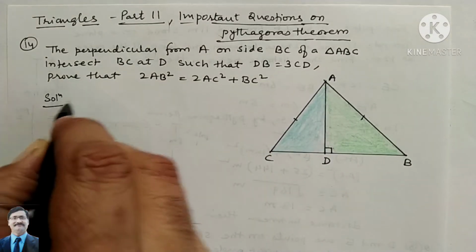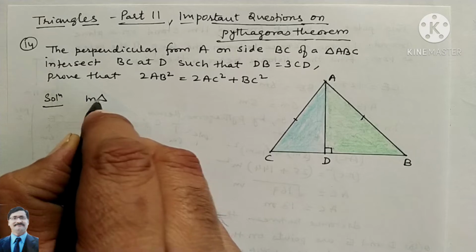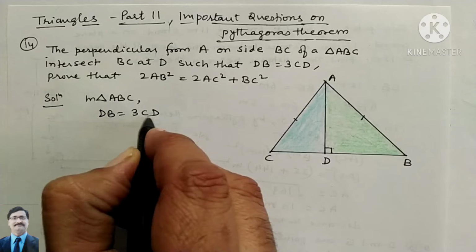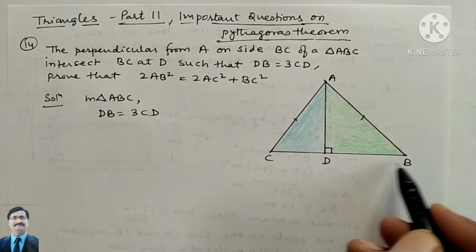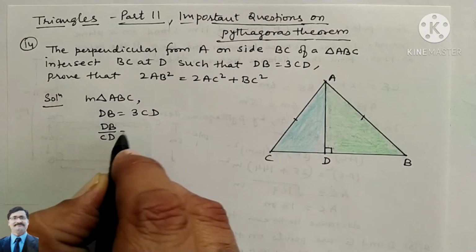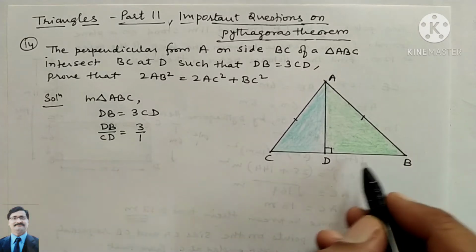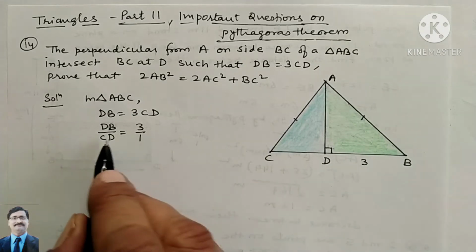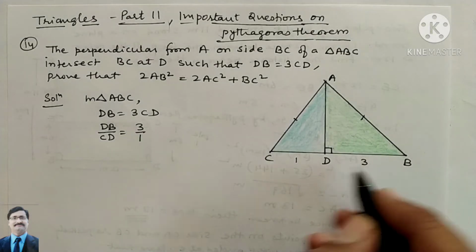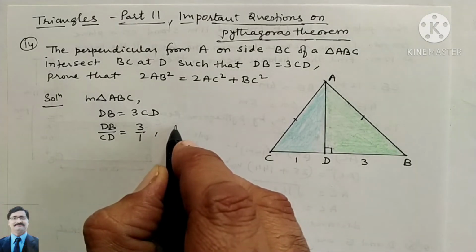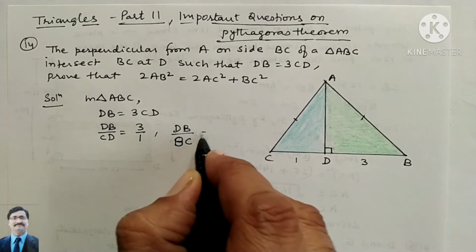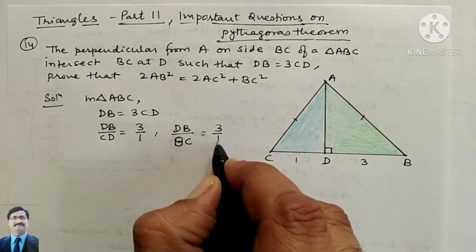So in triangle ABC first this is given that DB equal to 3CD. This is DB, this side, and CD is this side. So first we write DB upon CD, and this will be 3 upon 1. So here DB we say 3 part and CD is 1 part. Okay, so we can write here DB upon BC, DB is here 3 and this is 4.